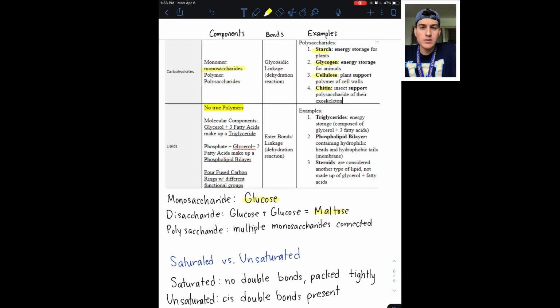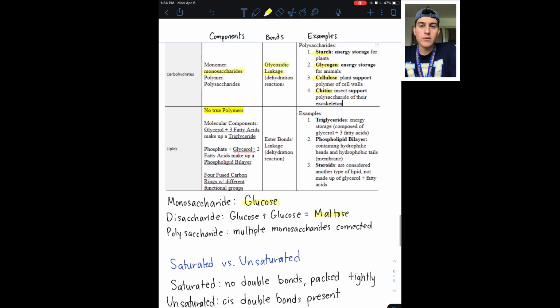I'm not going to read the definition for you, but you can read it yourself. The main things you need to know are that it's for energy storage and for support. Those are the two main things regarding polysaccharides. And the bond itself is a glycosidic linkage. Even though it is a dehydration reaction, the linkage is very specific just to carbohydrates. So it's a glycosidic linkage.